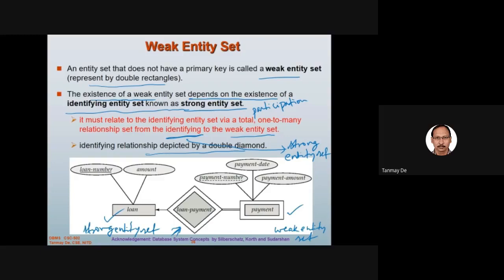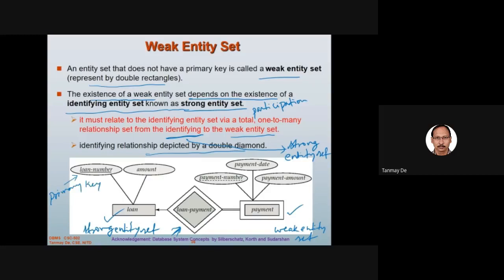So a weak entity set is represented by a double line rectangle, and the relationship set which associates the strong entity set as well as the weak entity set is represented by a double line diamond shape symbol. Okay, now here you can see this solid line, loan number. Loan is the strong entity set. The loan number is the what? Please tell me. Loan number is the primary key.